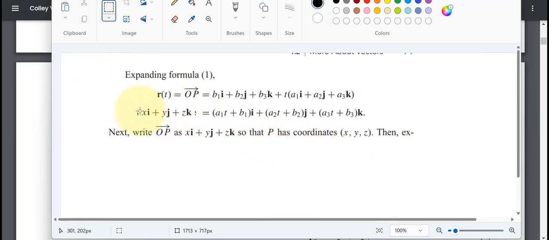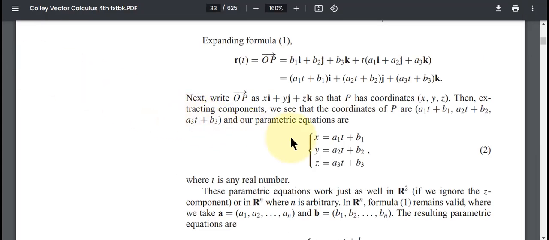So now we have this equation here, and we can say that the things that multiply i have to be equal. What multiplies i here is x, and what multiplies i here is this thing, so they have to be equal. The things that multiply j have to be equal, so y has to be equal to this, and z has to be equal to this. And so we get the three generated equations. We're saying that the x coordinates have to be equal, the y coordinates have to be equal, and the z coordinates have to be equal.